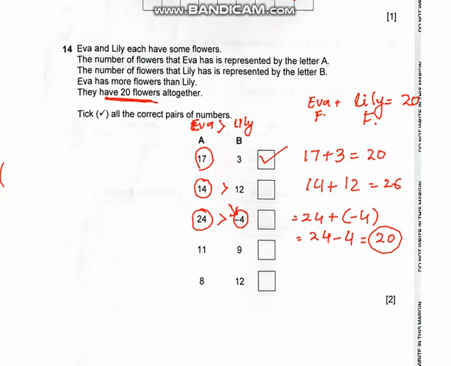Now 11 and 9. So 11 is obviously greater than 9, and when you add 11 plus 9, it is equal to 20. So yes, it is a yes. The last one is 8 and 12. So you see that 8 is smaller than 12. So it is also a no-no. Eva's number of flowers must be greater than Lily's number of flowers. So it is a no-no.